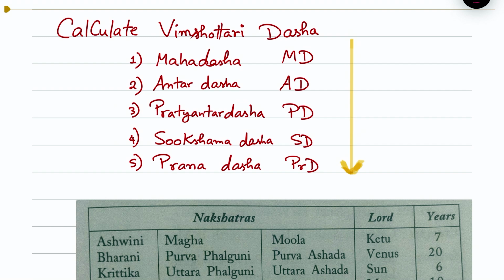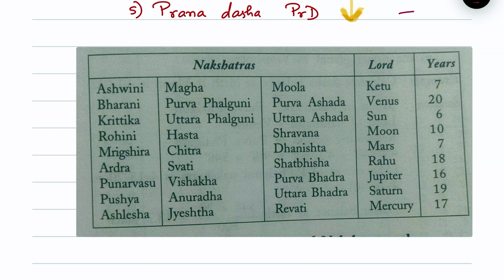Hello friends, today we will learn the calculations for Vimshottari MahaDasha, AntarDasha and PratyantarDasha. So Vimshottari MahaDasha is of 120 years and there are 5 subdivisions. First is MahaDasha, then AntarDasha, then PratyantarDasha, then Dasha and then PranDasha. Vimshottari is also nakshatra based.